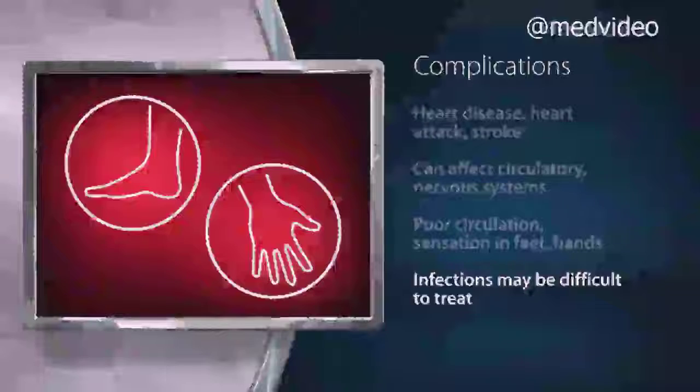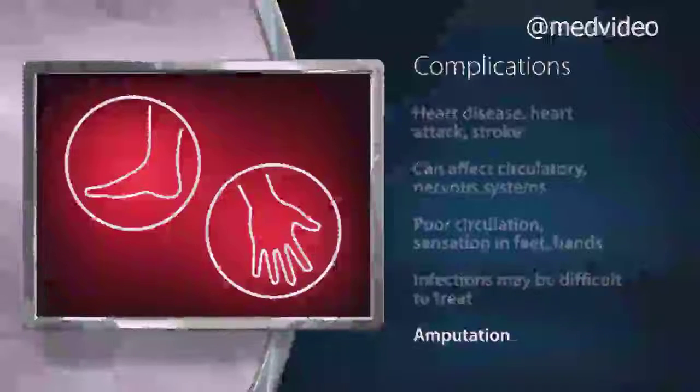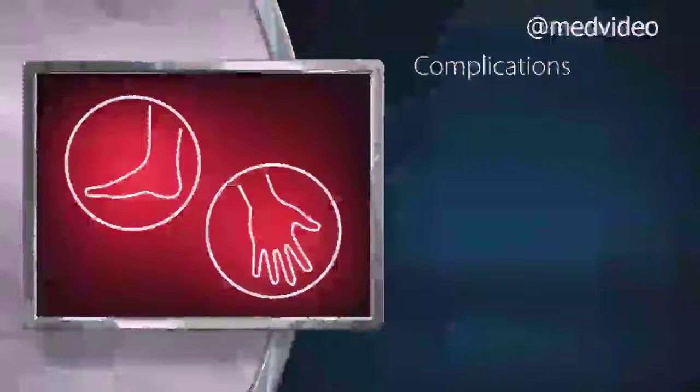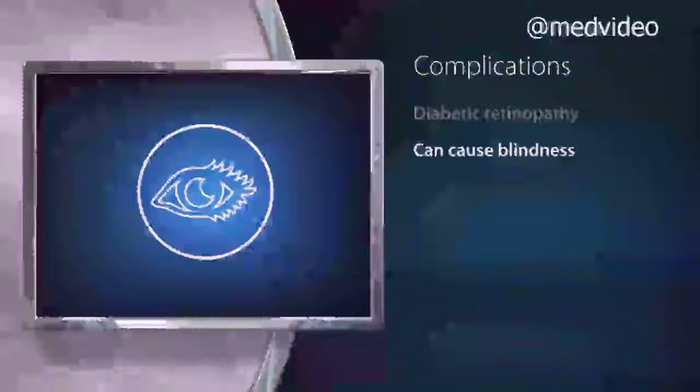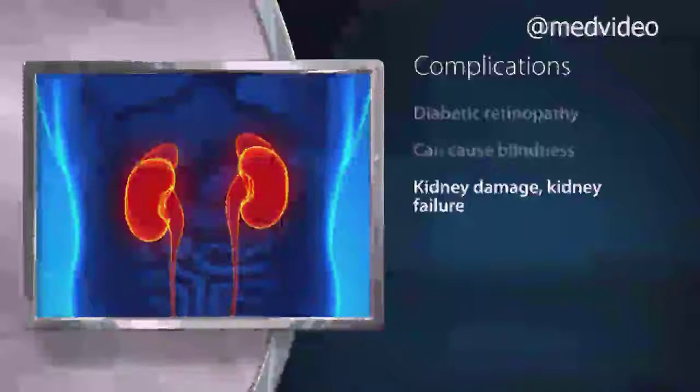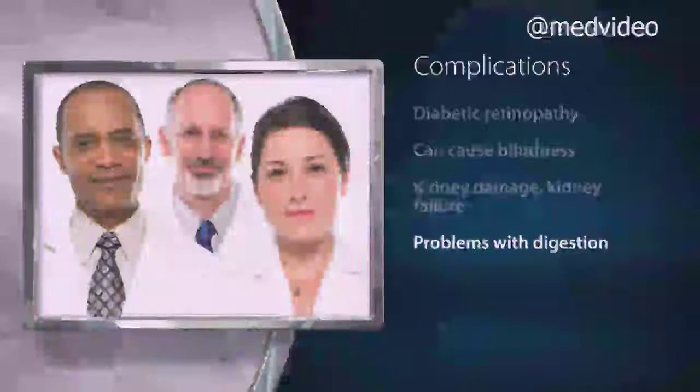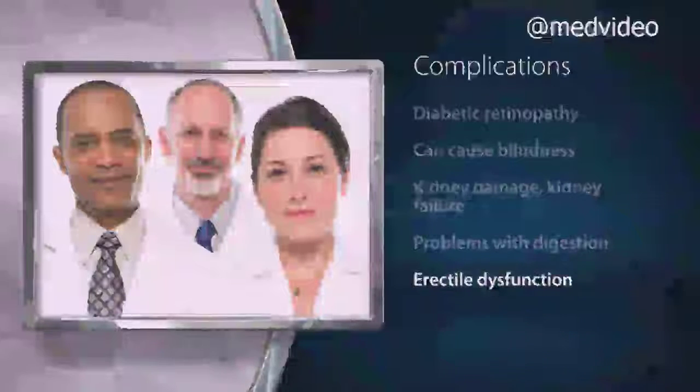This can lead to amputation. A person with diabetes may develop diabetic retinopathy, which affects the blood vessels in the eyes. This can cause blindness. Diabetes can cause damage to the kidneys. It can cause kidney failure. It may cause problems with digestion. It may also cause erectile dysfunction in men.